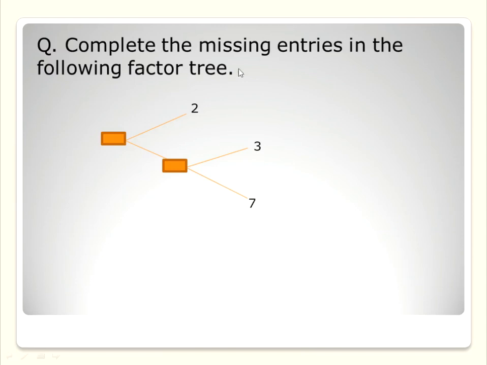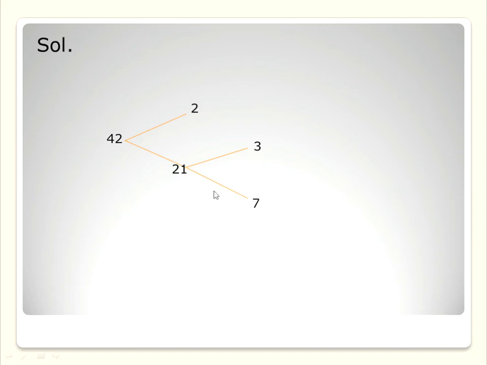Here we have to complete the missing entries in a factor tree. It is a very simple question. Here we have to multiply 7 and 3, we get 21, and 21 and 2 multiplying we get 42. This is the solution: 7 times 3 is 21, and 21 times 2 is 42.